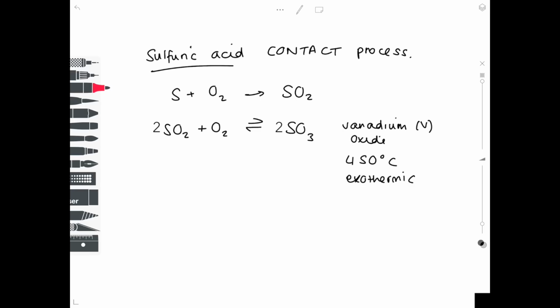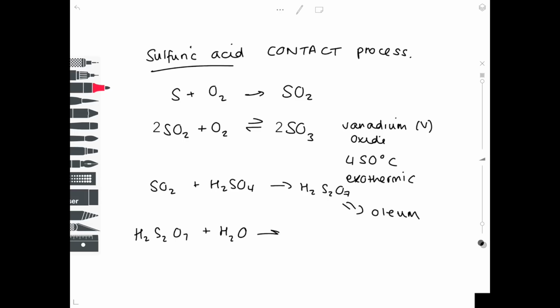At this point we have our sulfur trioxide, and we can't just convert it to sulfuric acid by adding water because it creates a horrible fog. So instead, weirdly, you have to get that sulfur trioxide and react it with pre-existing sulfuric acid, so that's H2SO4, to form H2S2O7, which we call oleum, or fuming sulfuric acid. And then we take that oleum, H2S2O7, we add water to it, and then we can produce plenty of sulfuric acid.